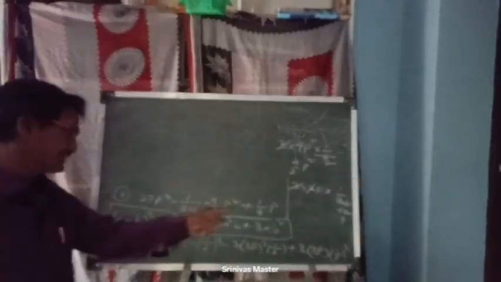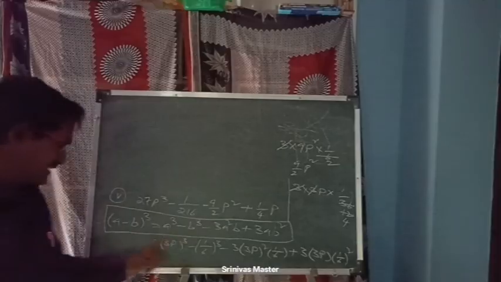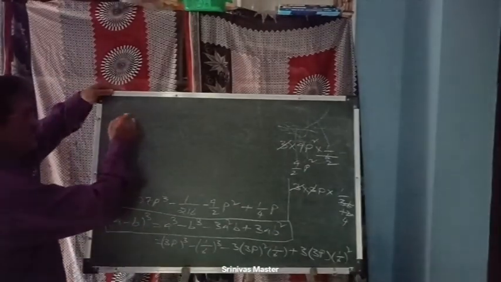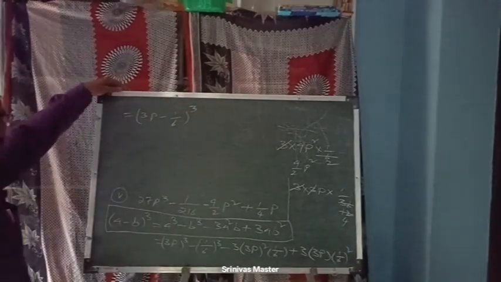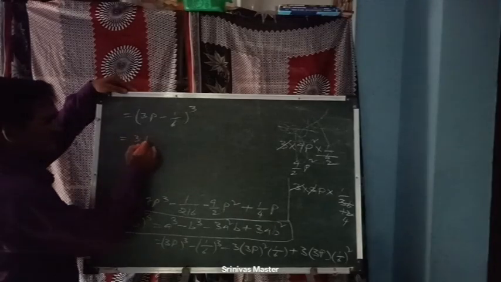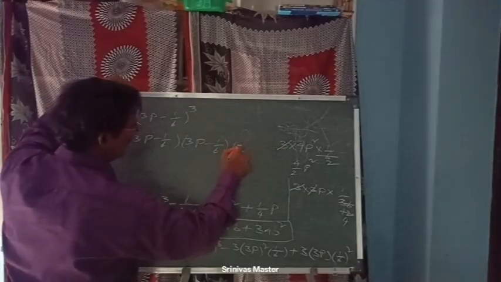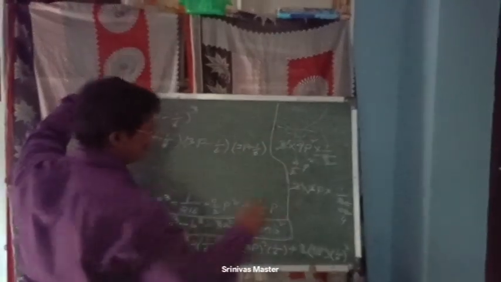Hence we can say that the given expansion is in the form of a³ minus b³ minus 3a²b plus 3ab². It is equal to (a minus b)³. What is a? 3p. What is b? 1 by 6. Okay. Then from this, (a minus b)³ means (3p minus 1 by 6)³. This we can write 3 times, meaning 3 equal factors: (3p minus 1 by 6) into (3p minus 1 by 6) into (3p minus 1 by 6). This is the result of the given question.